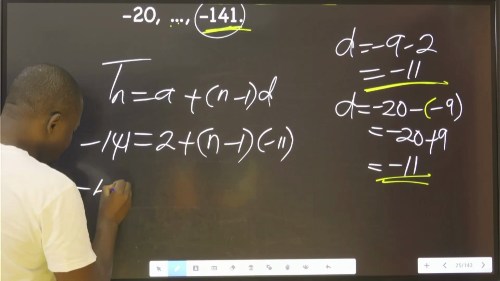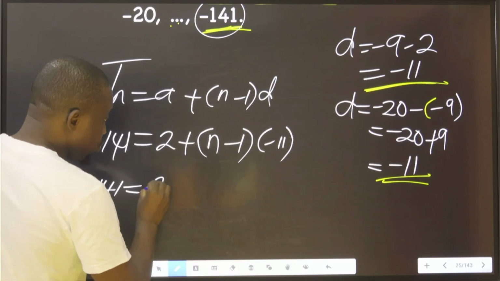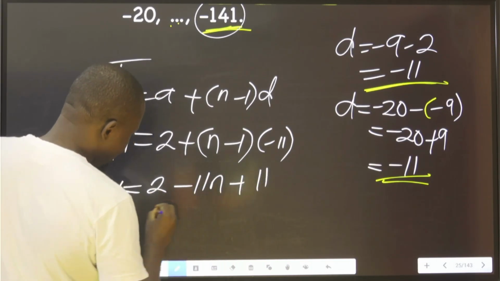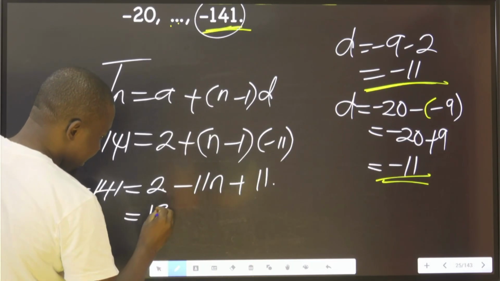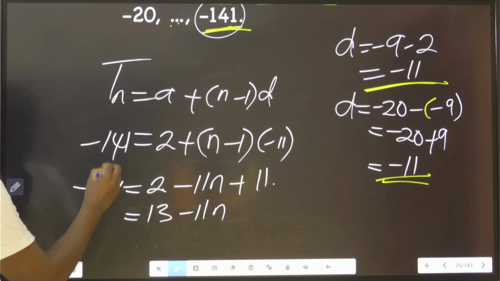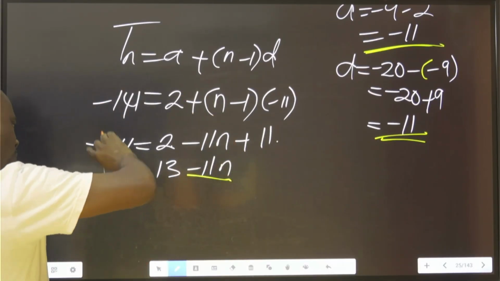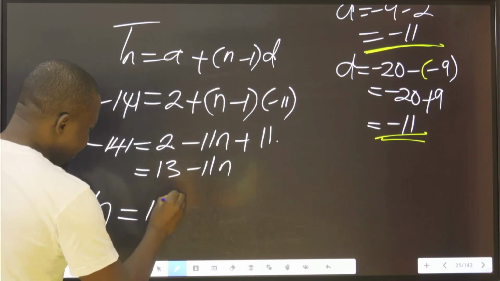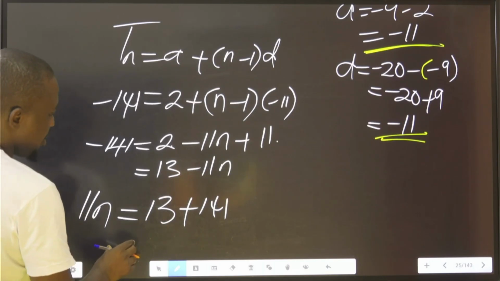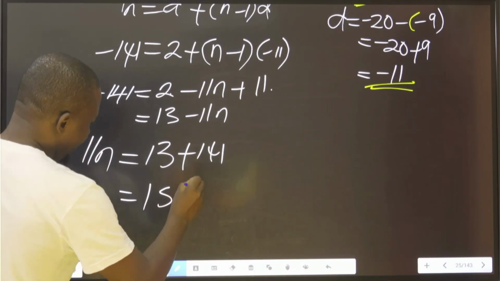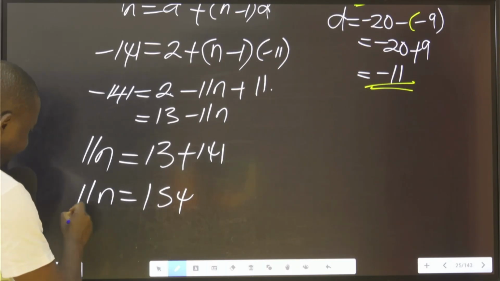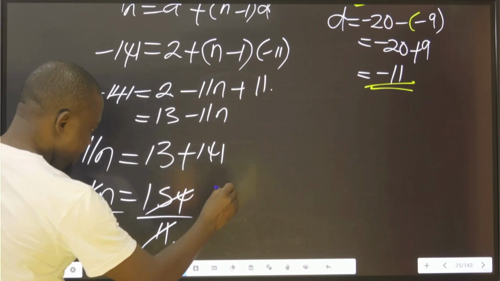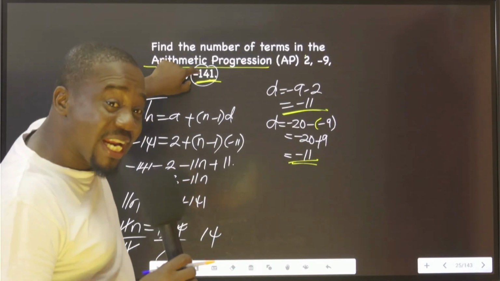So minus 141 is equal to 2, plus the bracket. We expand this: minus 11n plus 11, which is this plus this will give us 13 minus 11n. We move this to this side, okay? To have plus 11n equals 13 plus 141. You agree with me? This will give us 154. 11n. We divide both sides by 11. This cancels this. This here is 1. This here is 14. The position of this last one is 14.